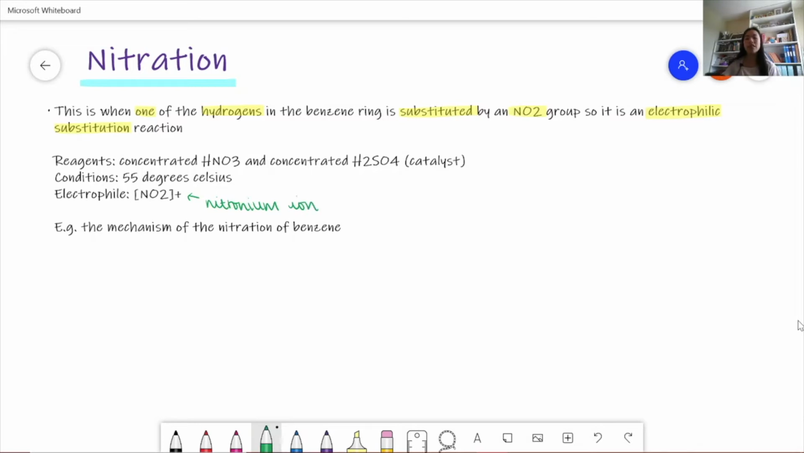So as an example, we're going to look at the mechanism of the nitration of benzene. So the thing to remember about nitration is that first we need to actually produce the electrophile from concentrated nitric acid and sulfuric acid. So I'm first going to look at the equations for producing the electrophile.